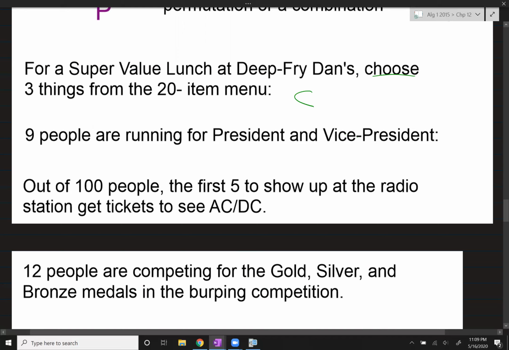9 people are running for president and vice president. Now, in this situation, we're going to assume this is first and second. And now that I put that caveat on there, we know that this should be a permutation.